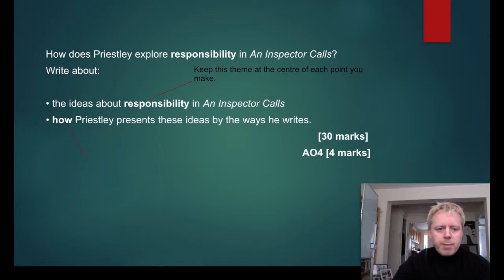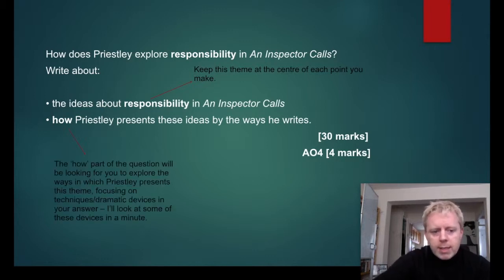That's AO1. The how part will be looking for you to explore the ways in which Priestley presents this theme, focusing on techniques and dramatic devices in your answer. And don't worry, I'll be looking at some of these in a minute as well.